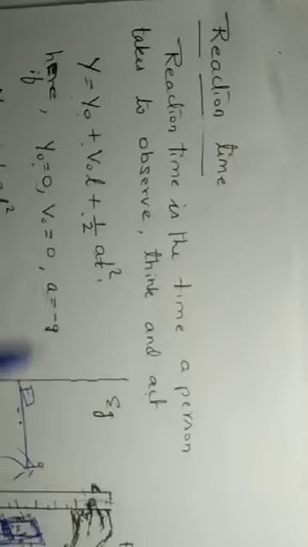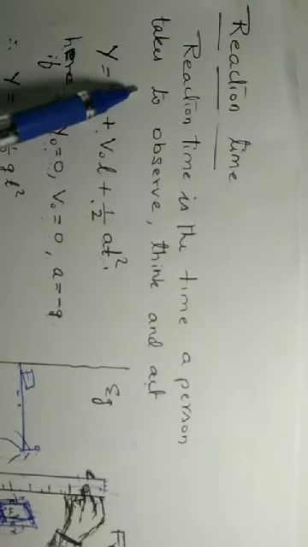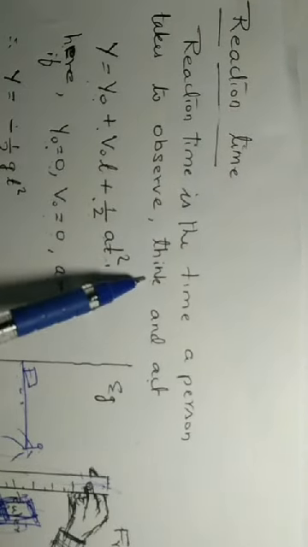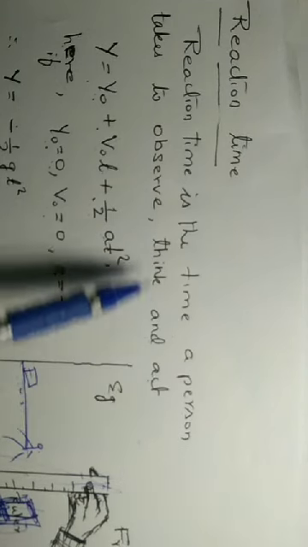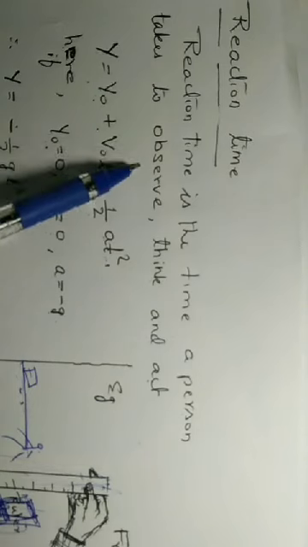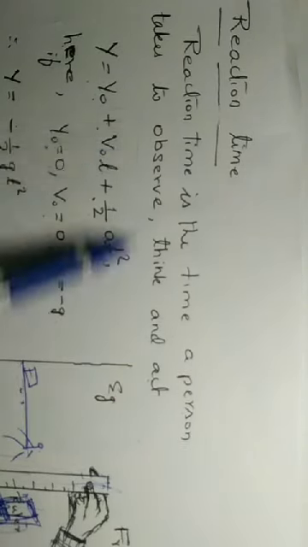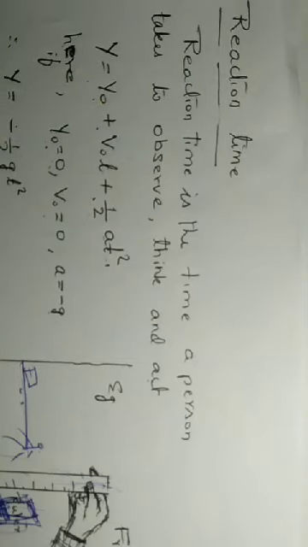So this is all about the reaction time. What is reaction time? Reaction time is the time a person takes to observe, think and act. How much time he takes before acting. You have to observe, you have to think, then only you can act. How much time he has taken is called reaction time.